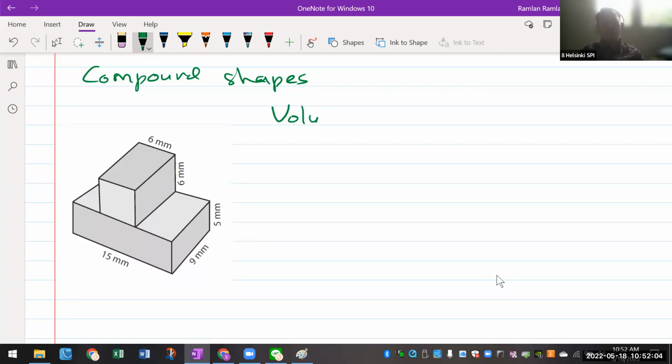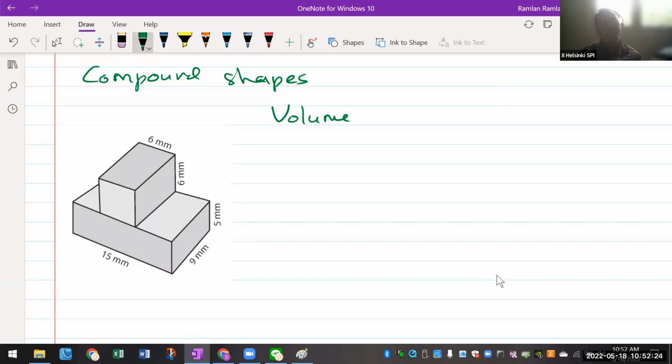Okay, so the volume. The basic concept is to find how many basic shapes you see in this compound shape, and then find the volume of each of the shapes, and then you add them up. That's it. Okay, so I'm going to go to Rico.